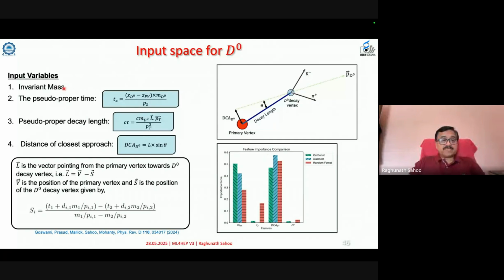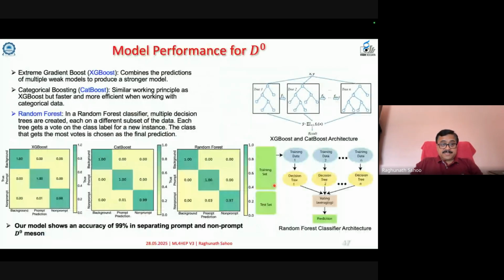So we took invariant mass, pseudo proper time, pseudo proper decay length, and distance of closest approach is something which is added to the input variables here. And then we studied the importance score comparison here, and we found that the distance of closest approach and the invariant mass of K pi are playing a better role for training the machine learning models. So now we took XGBoost, CatBoost, and Random Forest. All these architectural discussions will happen in your subsequent discussions in the school.